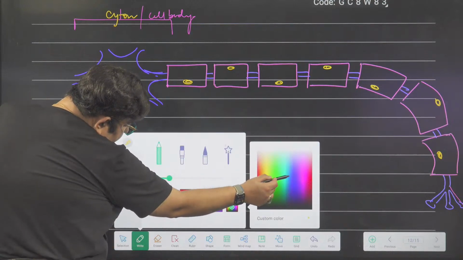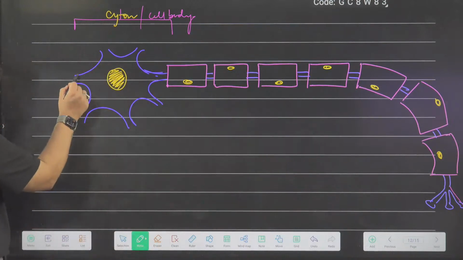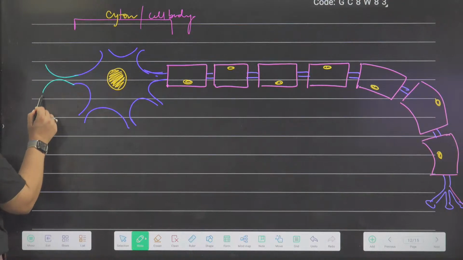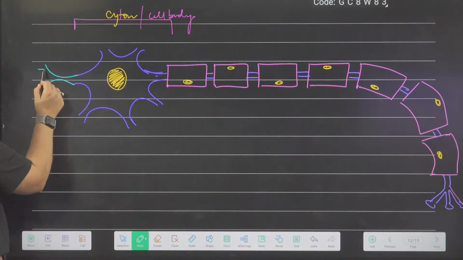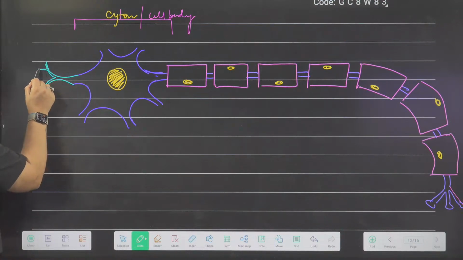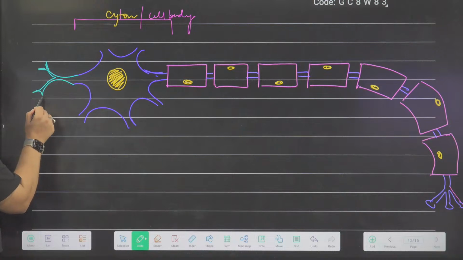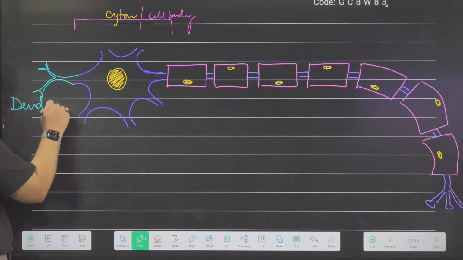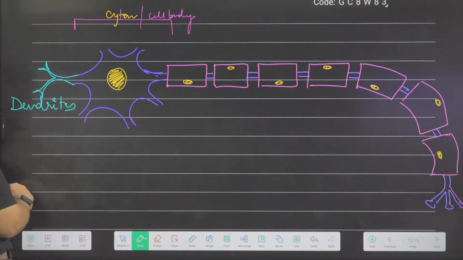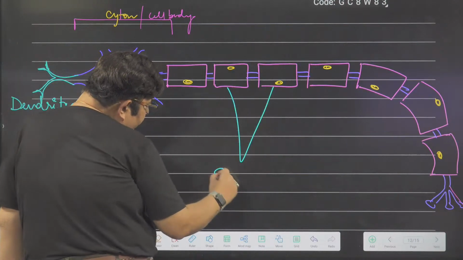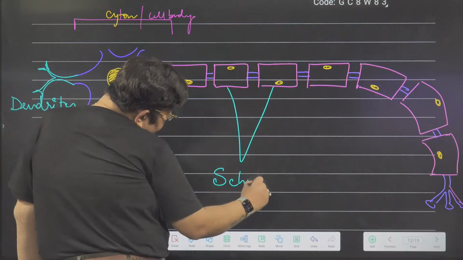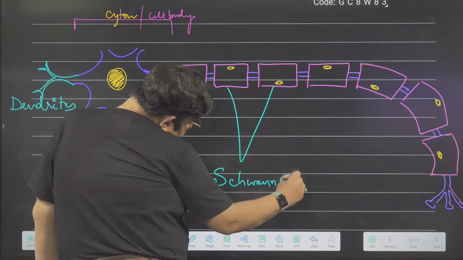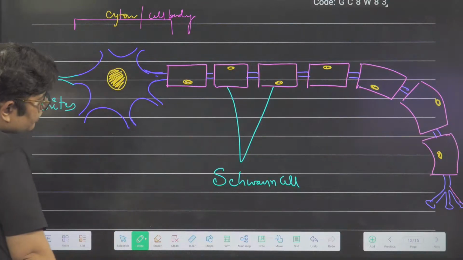You know, these branches can be called the branches of a tree. These are called the dendrites. These are called Schwann cells. What cell? Schwann. They are for support of these.